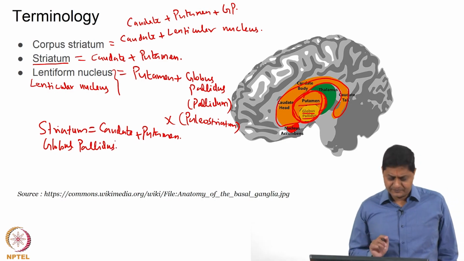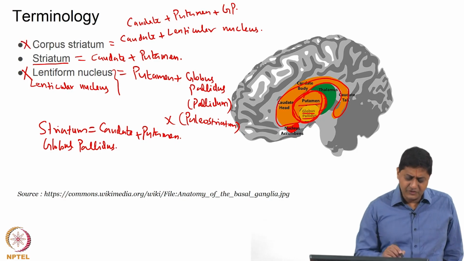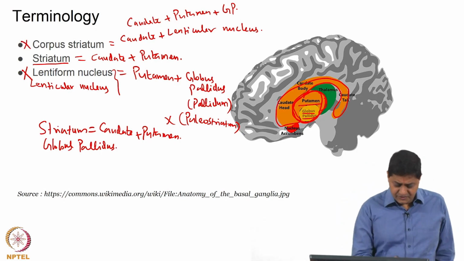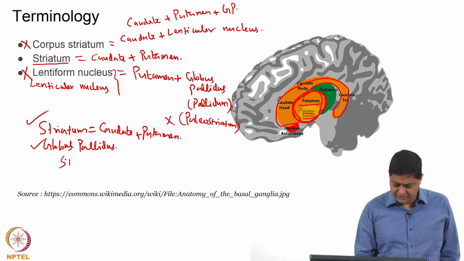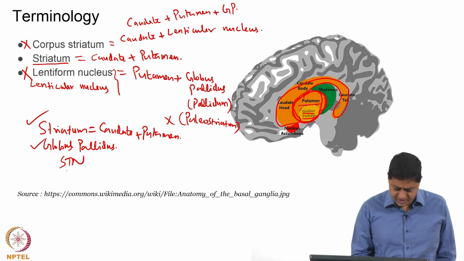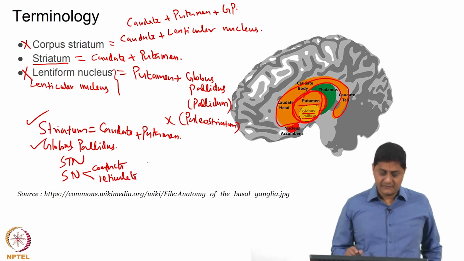Or pallidum. We will not use terminology such as lentiform, lenticular nucleus or corpus striatum for clarity. We will only use striatum and globus pallidus, and we will use subthalamic nucleus, which is not shown in this picture, but I will show it in future pictures, and substantia nigra, which is composed of two parts, compacta, reticulata, right.